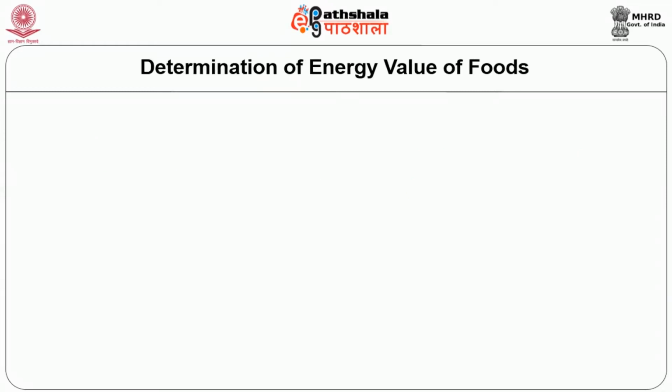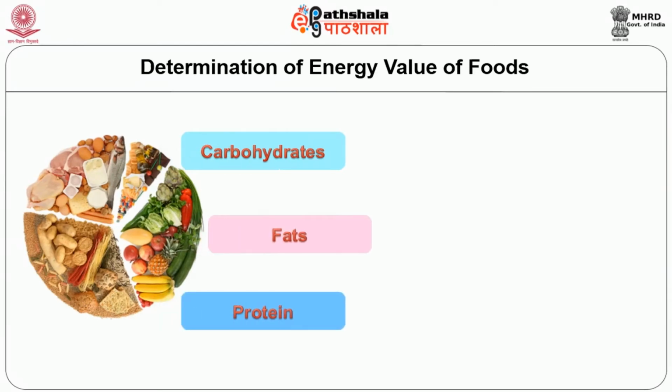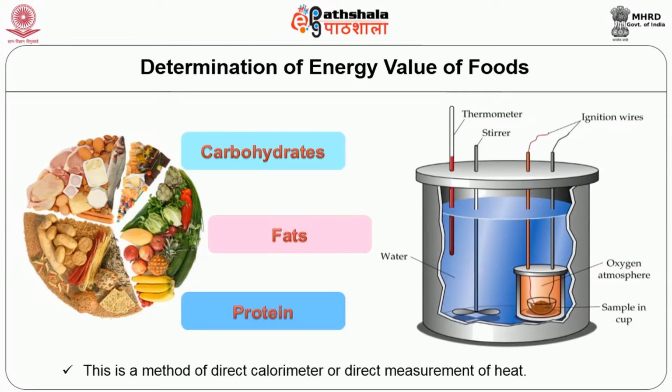Determination of energy value of food. The energy in food is provided entirely by its carbohydrate, fats and protein components. The energy value of food, which is called as fuel value of food, is usually and readily determined by the means of an instrument known as bomb calorimeter. This is the method of direct calorimeter or indirect measurement of heat.